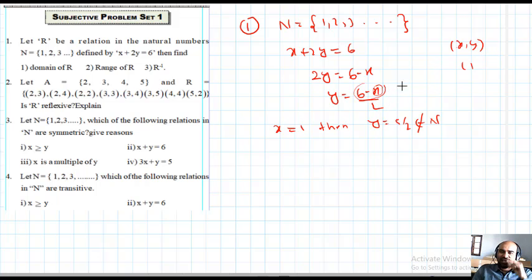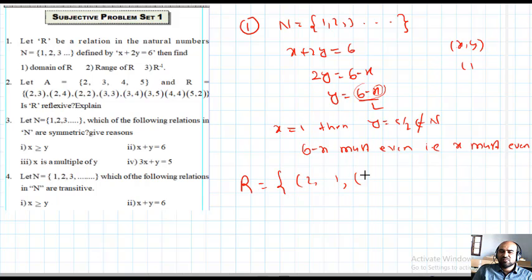That is, 6 minus x must be even, so x must be even. I want even numbers only. I will write directly: R equal to even numbers, 2 comma something, 4 comma something, 6 comma something, 8 comma something, like that.